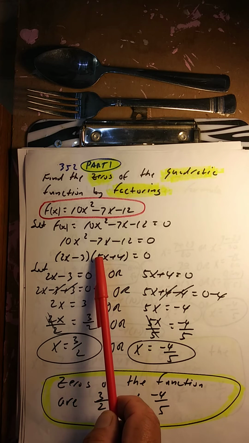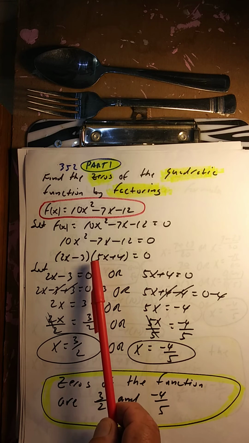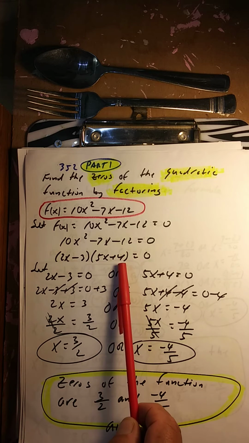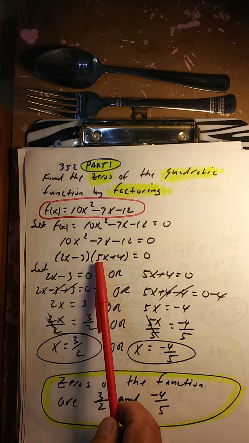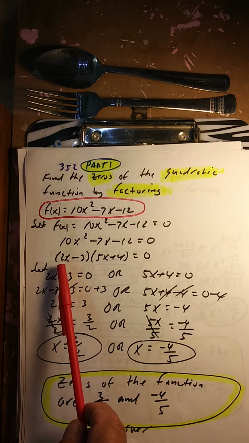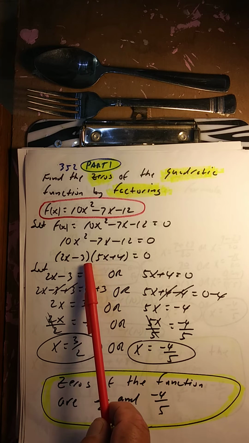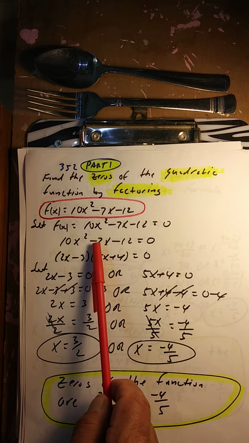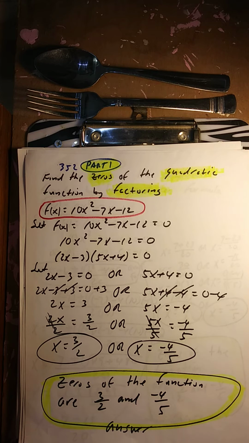So 2x times 5x, is that 10x squared? Yes. And negative 3 times 4, is that negative 12? Yes. And this would be negative 15. And this would be 8. So 8 minus 15, is that going to give you negative 7? Yes. Okay, so we ask, how do I get those numbers?